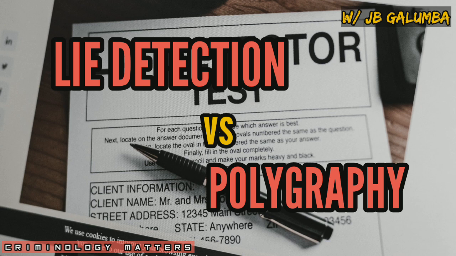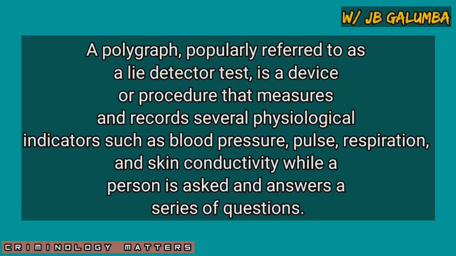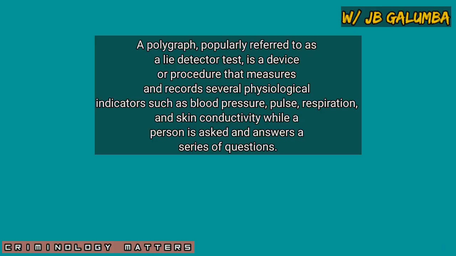Okay, so the distinction that we have is that when we talk about lie detection, this is a general term. It means we are referring to different techniques, different studies, different methodologies that are used in order to detect lies. When we talk about polygraphy, we are referring to one specific study or method of detecting lies, and that is the use of a machine, which we call the polygraph. Okay, so that's the distinction.